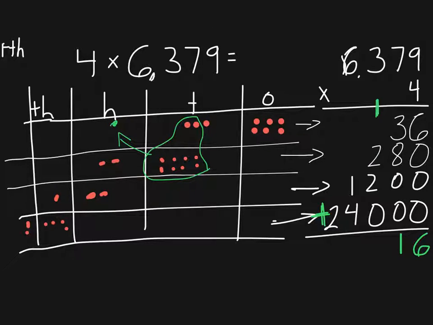Now I'm going to add up my hundreds. I have 1, 2, 3, 4, 5. So that's 1 plus 2 plus 2. That leaves me with 5. And then I'm going to add up my thousands. I have 4 plus 1. That also leaves me with 5. And then finally my 10 thousands, which is 2. So my final answer is 25,516.